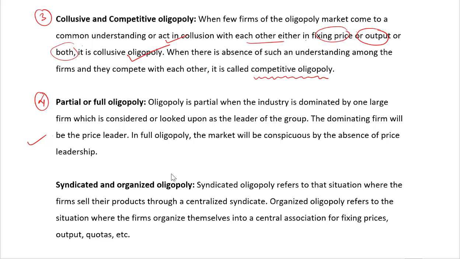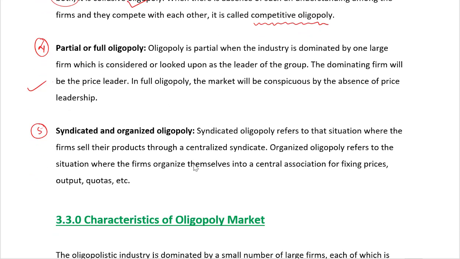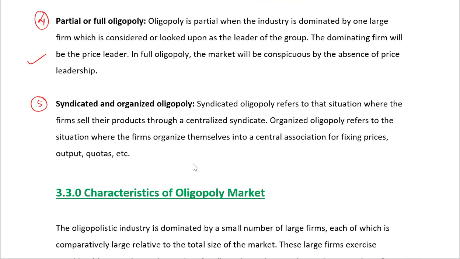Let's see point number 5, that is syndicated and organized oligopoly. What is a syndicated oligopoly? It refers to a situation where the firms sell their product through a centralized syndicate. See it over here, centralized syndicate. An organized oligopoly refers to a situation where the firms organize themselves into a central association for fixing the prices, output and quotas, etc. So these are the 5 types of oligopoly we have seen.